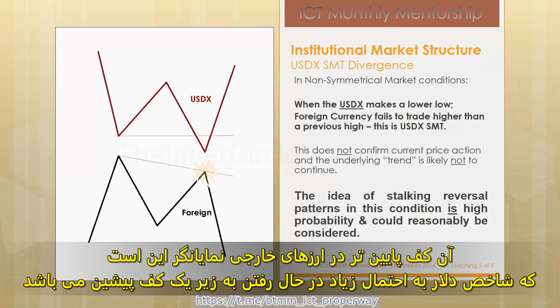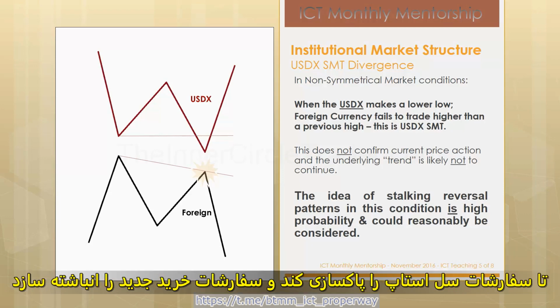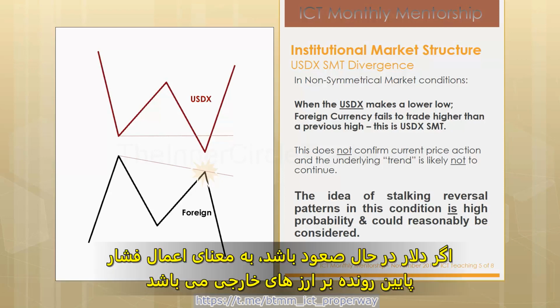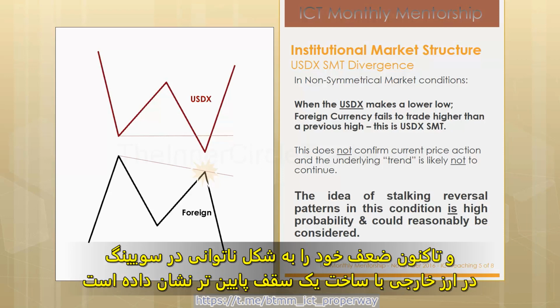However, the idea of stalking reversal patterns in this condition is high probability and could reasonably be considered. That lower low on foreign currencies is indicating that the dollar index is most likely going down below a previous low to do what? Wipe out the sell stops, accumulate new buying, and the rally should ensue in the dollar. If the dollar is going to rally, that means there's going to be downward pressure in foreign currencies, and it's already shown itself in the form of weakness by having a failure swing in the foreign currency, making a lower high.